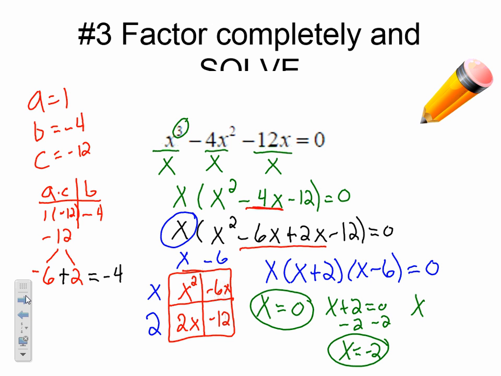Last one. X minus 6 equals 0. Add 6 to both sides. X equals 6. Third solution. There we go, ladies and gentlemen. We have all 3 of our solutions.